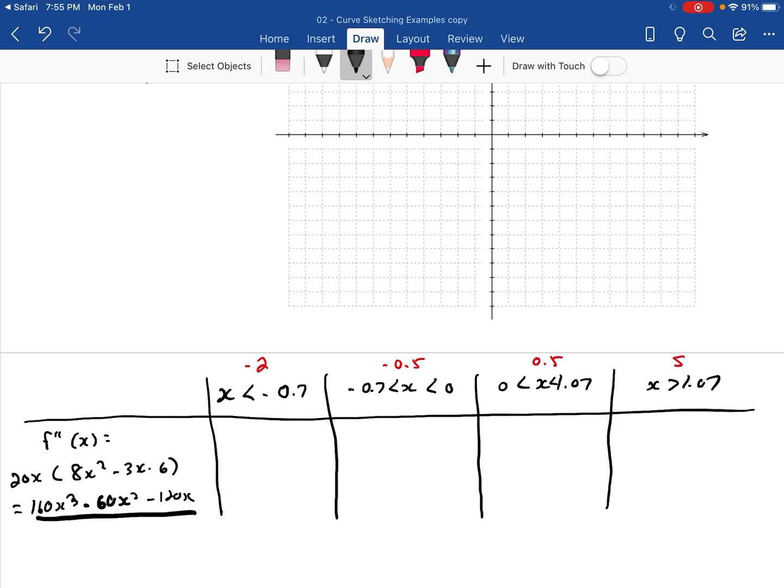And if you do that, if you sub in negative 2 into that thing, you'll get a negative value. You sub your negative 0.5 in there, you'll get a positive value. And you sub your 0.5 in there, you should get a negative value. And then your 5 in there, and you should get a positive. Leave that as an exercise. Get yourself back up to speed here.